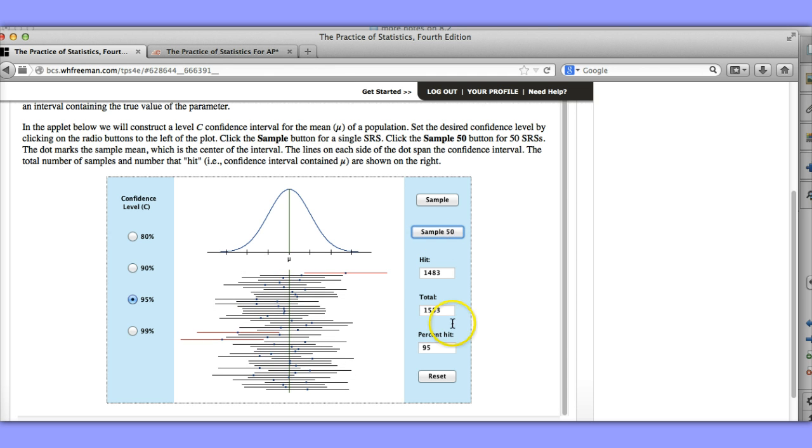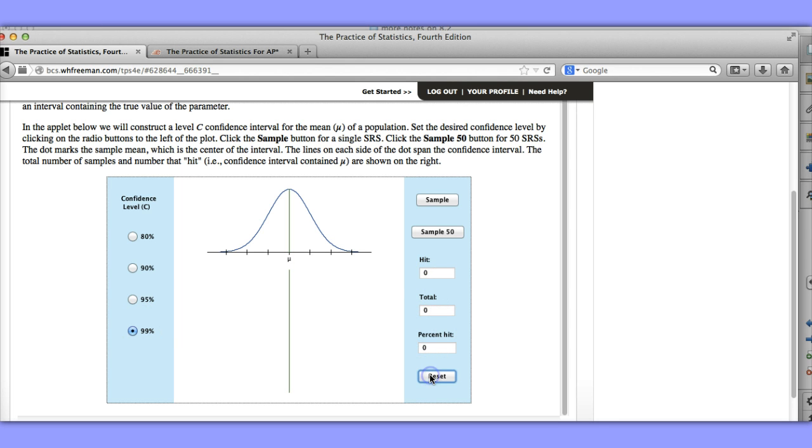Fairly close to 95%. Let's see what would happen if we change these to 90% confidence intervals. So, oh, wait a minute. Back to 95%. Huh. Narrower, wider, and even wider.